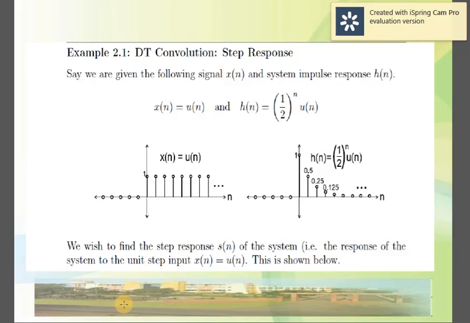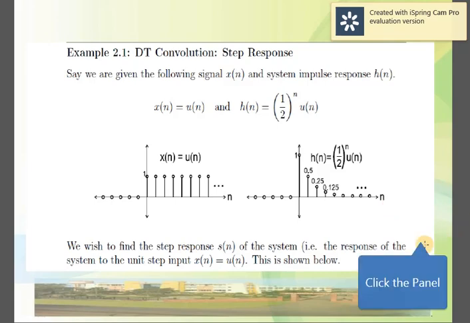Here we go for finding the discrete time convolution of two signals. The discrete time convolution of x of n and h of n, where h of n is half raised to n u of n. Here our signal x of n is u of n, which runs from 0 to infinity with unit samples, and h of n is half raised to n u of n.